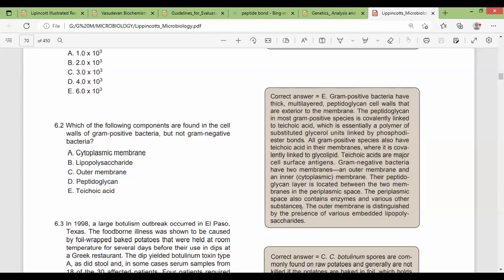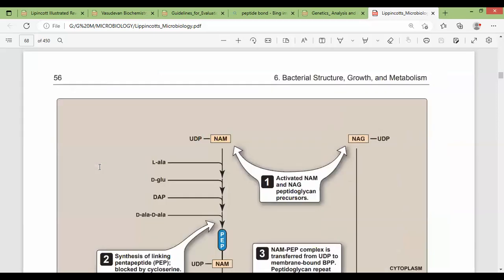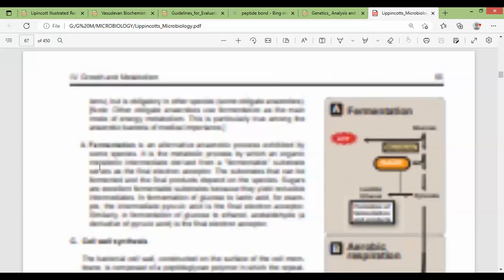For the cytoplasmic membrane, they all have that cytoplasmic membrane or plasma membrane. Remember, the cytoplasmic membrane is just the plasma membrane. Then the outer membrane: only gram negative has an outer membrane. Remember, gram positive is just peptidoglycan and cytoplasm, but gram negative is outer membrane, peptidoglycan, periplasmic space, then the cytoplasmic membrane or the plasma membrane.